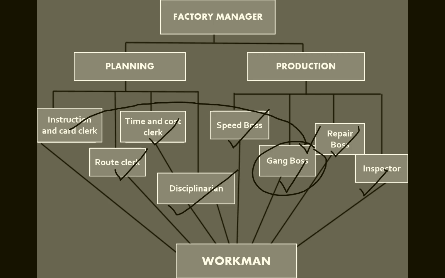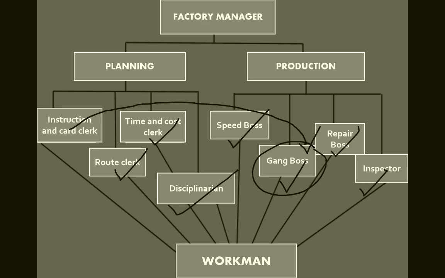So this is the structure in functional foremanship, and it's very easy. Planning is separated from production. In planning, we have four clerks who are responsible for giving instructions and allocating the work to the worker: the instruction card clerk, the route clerk, the time and cost clerk, and the disciplinarian. Then in production there is the speed boss, who analyzes the speed. Then we have the gang boss, repair boss, and inspector. This diagram is very simple.